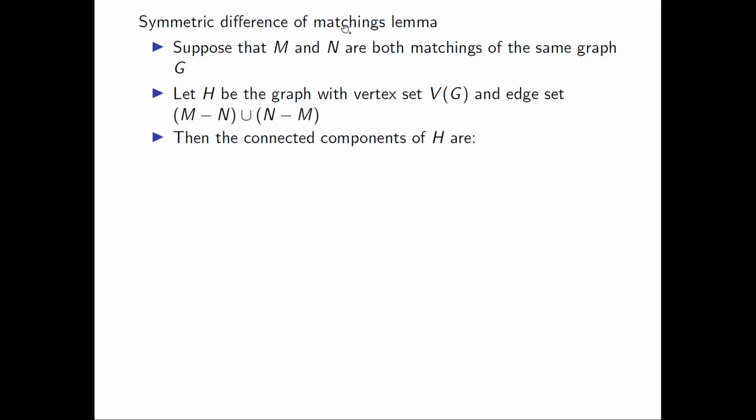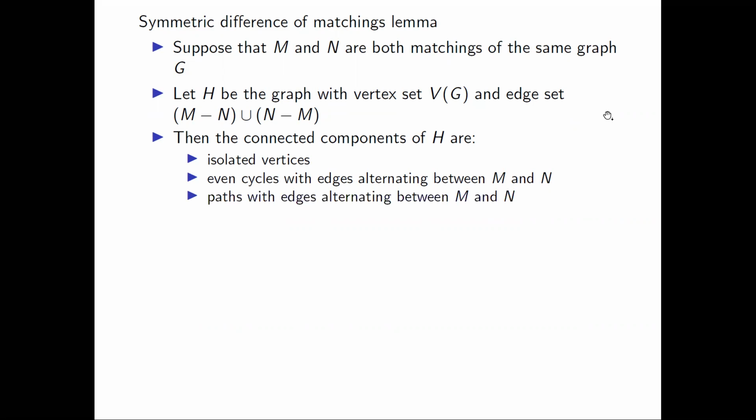And here's the claim for the lemma. So the lemma, I haven't stated what the lemma is claiming yet. This is just the setup for the lemma. So the lemma is claiming that the connected components of this subgraph are going to consist of isolated vertices, even cycles with edges alternating between the matching M and the matching N, and paths that have edges alternating between the matching M and the matching N. I claim those are the only three kinds of connected components that we can have in this subgraph. And so we need to prove that.